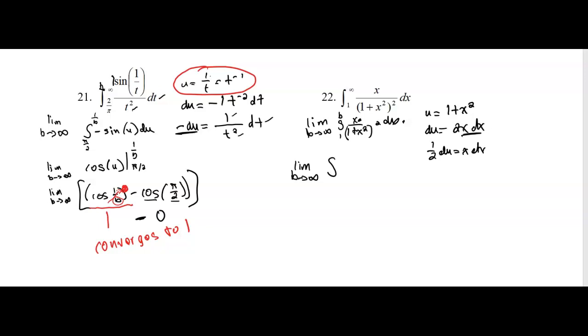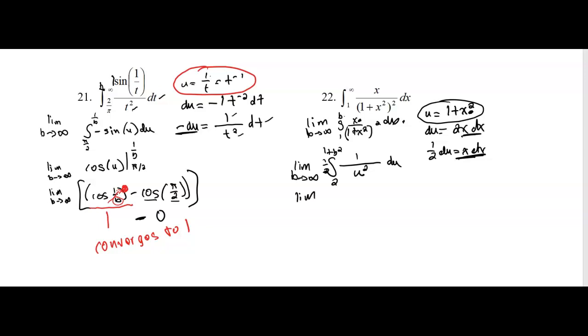Our new lower limit, we're converting that right here. So it was a 1. If we plug that in over here, our new lower limit is going to be 2. Our upper limit was b, so we're going to plug that in over here, giving us an upper limit of 1 plus b squared. Your denominator would now be u squared, since u was the 1 plus x squared. And then to get rid of the x dx, we would need a 1/2 and a du. So I'll put the half in front. So that leaves us with this.